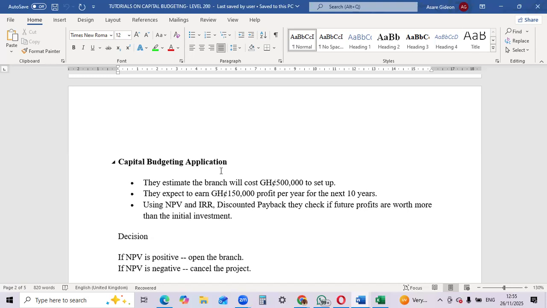So it will interest you to know that every organization would like to accept this project, would like to expand this business, because looking at the profit that the organization is going to earn at the end of every year, it is very, very beneficial. It is a sound financial decision. And so every investor would like to buy into this idea. So that is basically what we are talking about.